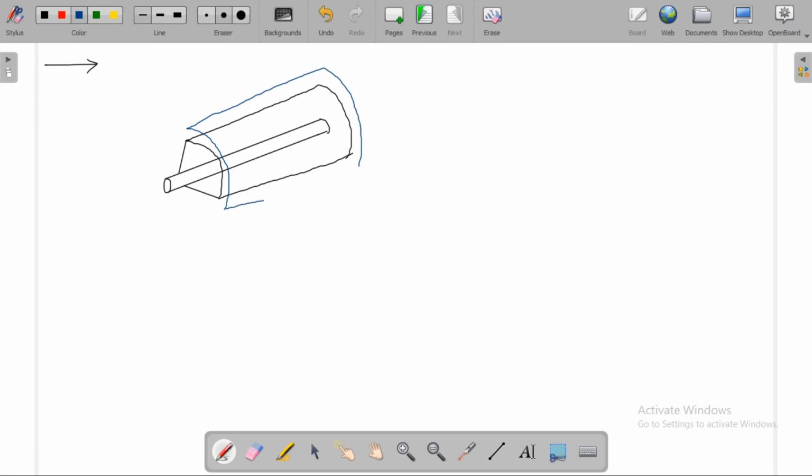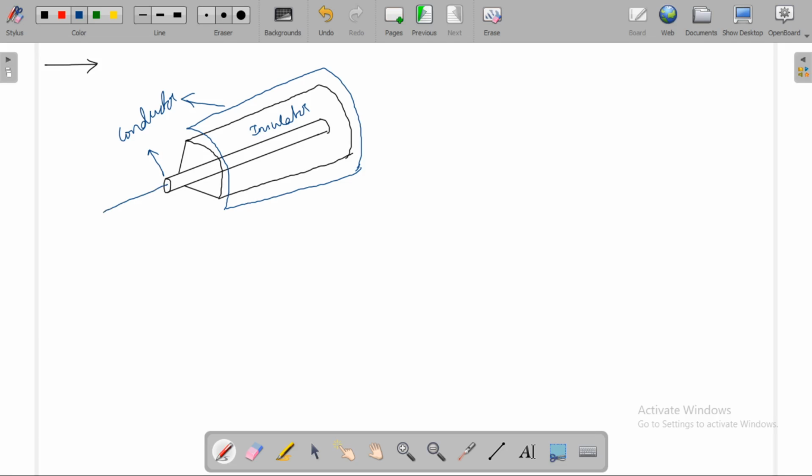Anyhow, this is connector and this is also connector, whereas this is insulator. Now we are going to measure the resistance of this insulating medium or insulating material.